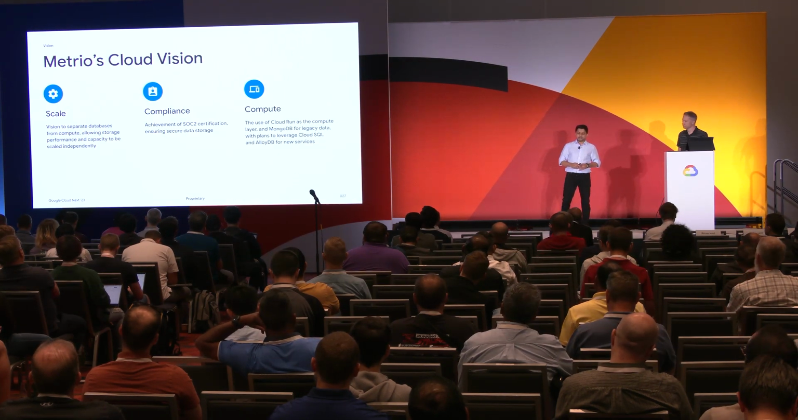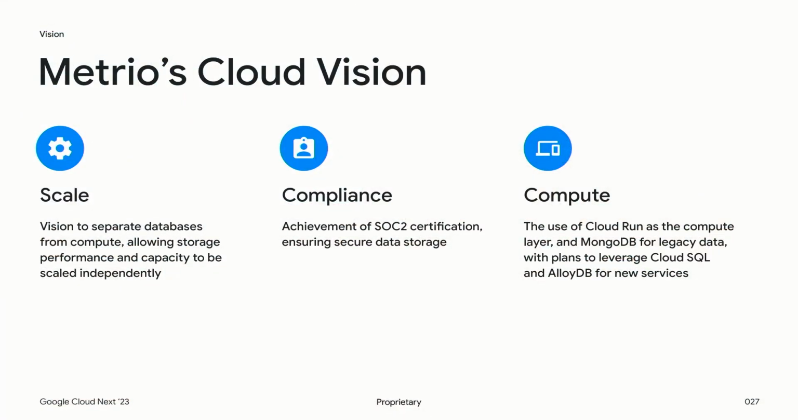Metrio's vision for cloud transformation was to separate databases from compute so that the storage performance and capacity can be scaled independently from compute. This database segregation also helps them achieve a SOC 2 certification. Metrio leverages Cloud Run as a compute layer and MongoDB for legacy data, while also leveraging Cloud SQL and AlloyDB for new services.